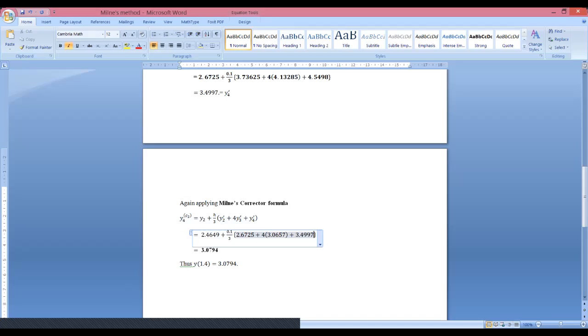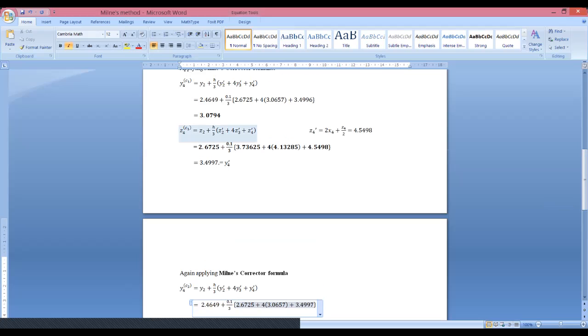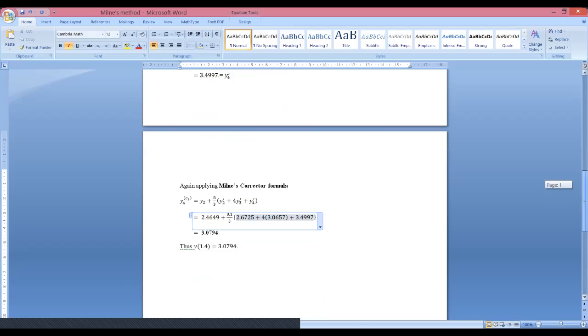the answer we get is 3.0794. Now y4 first corrected value was also 3.0794. The second corrected value is also 3.0794. Hence, the two values match, and we can stop the iteration and say that the value of y at x equal to 1.4 is 3.0794.